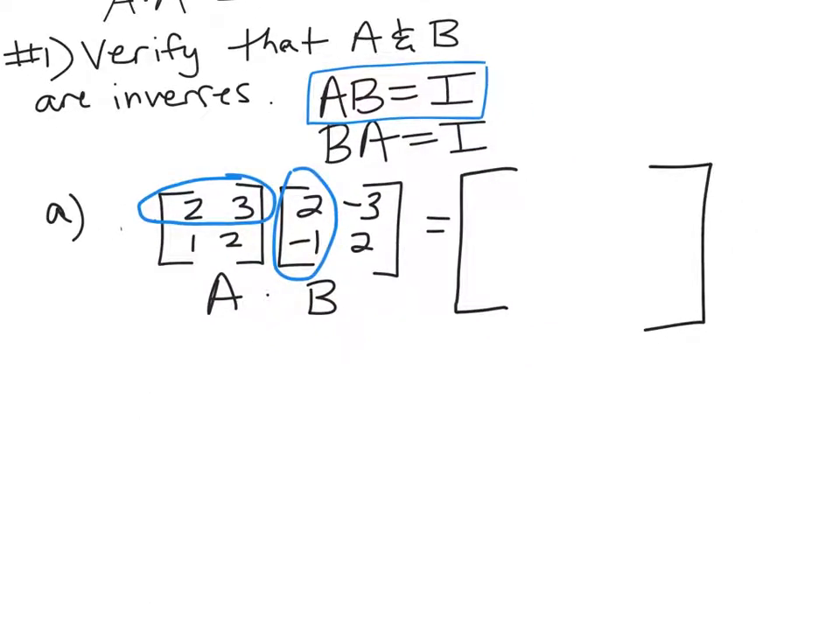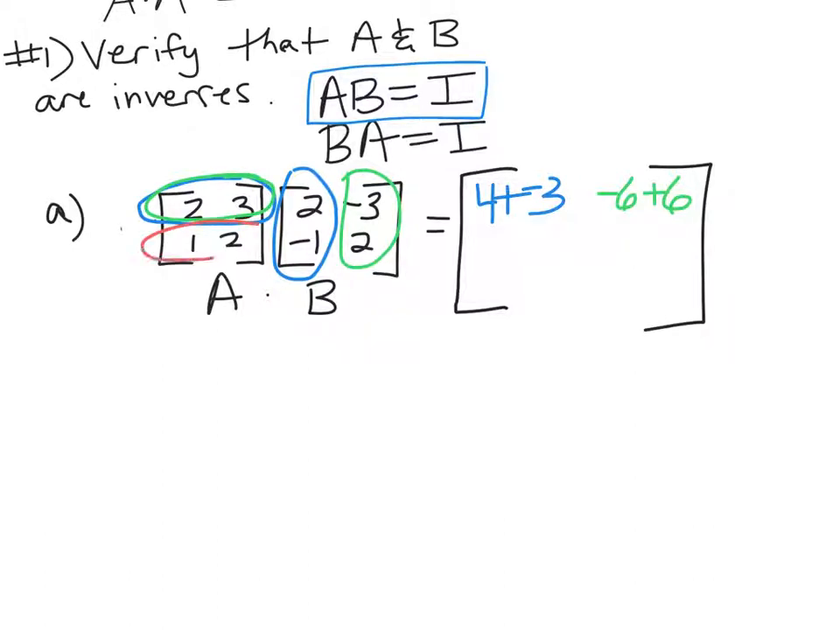2 times 2, the first number times the first number is 4, plus 3 times negative 1. Okay? You should be getting pretty good at these by now. Let's do the next one. We're going across the row and down the column. So 2 times negative 3 is negative 6, plus 3 times 2 is 6. Is everyone following this pretty good? That's 0.